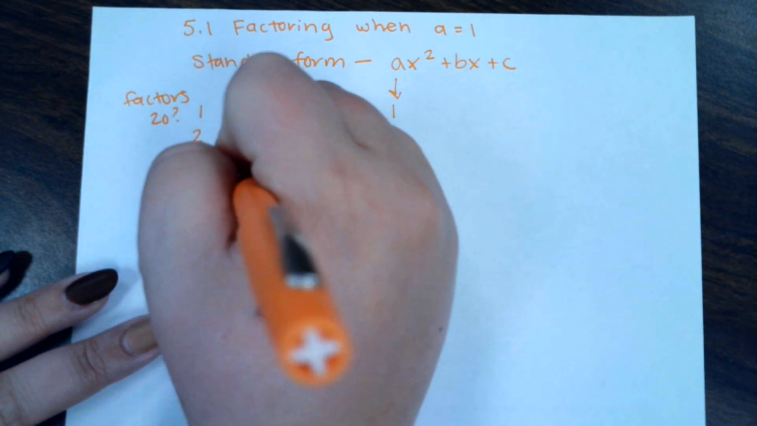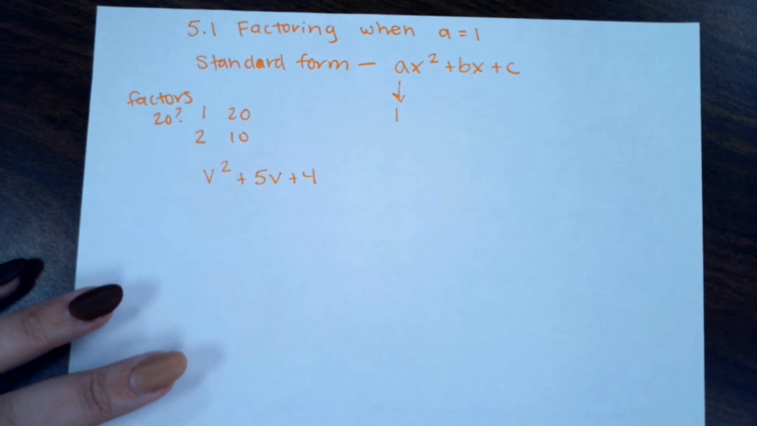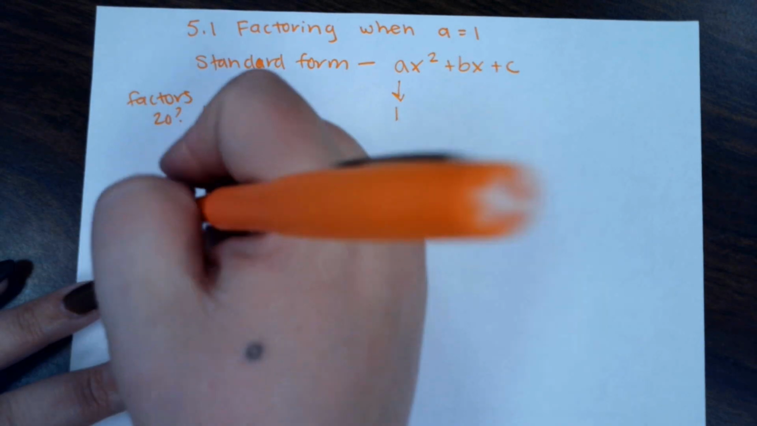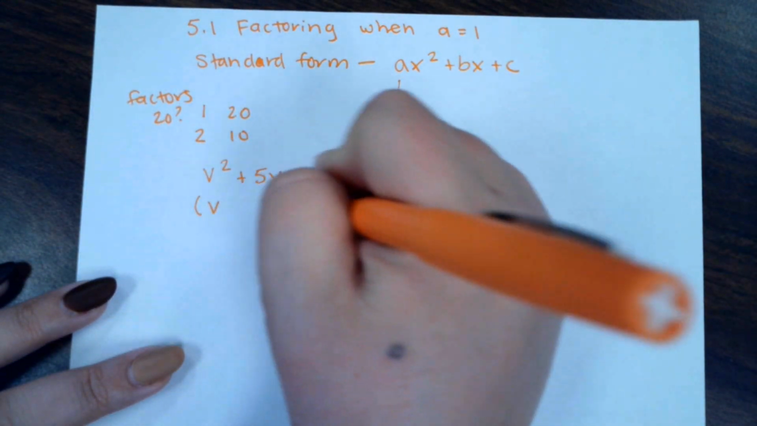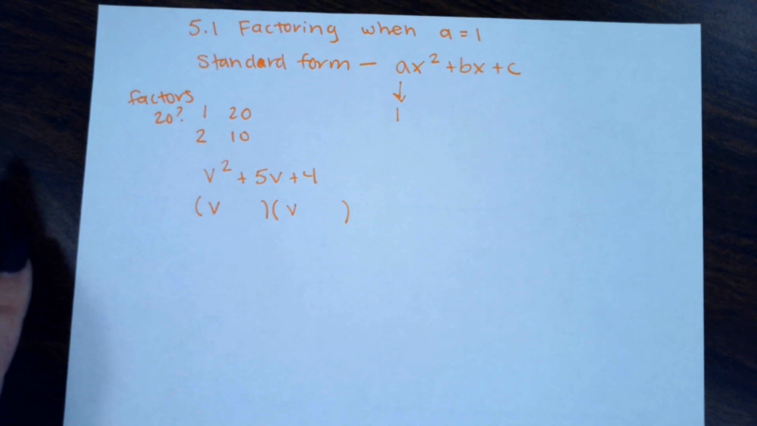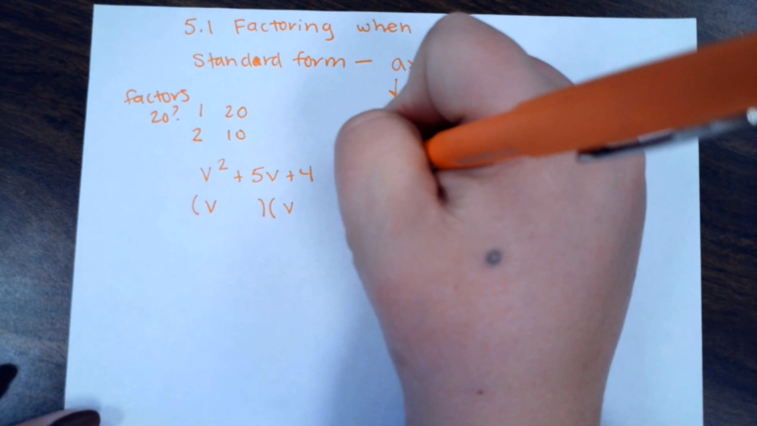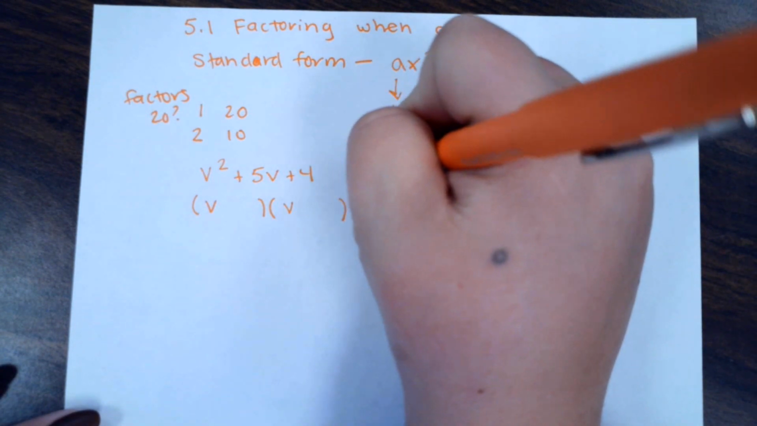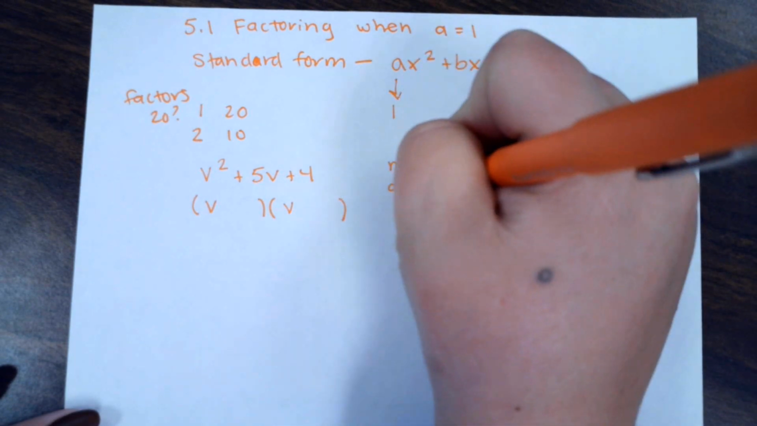v squared plus 5v plus 4. So we know we're going to get two binomials. It's going to be v plus or minus something times v plus or minus something else. So you could do guess and check. We need two numbers that multiply to 4 and add to 5.